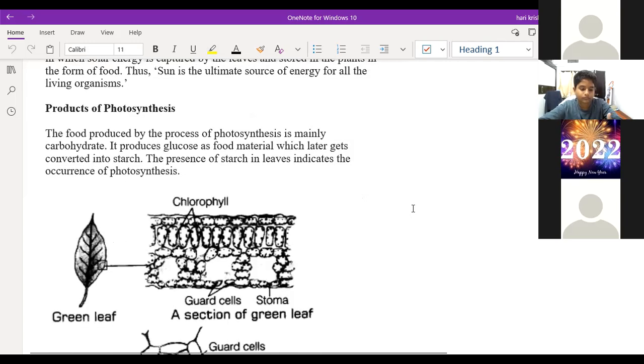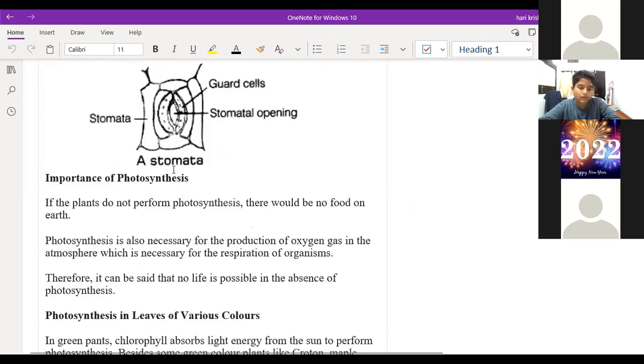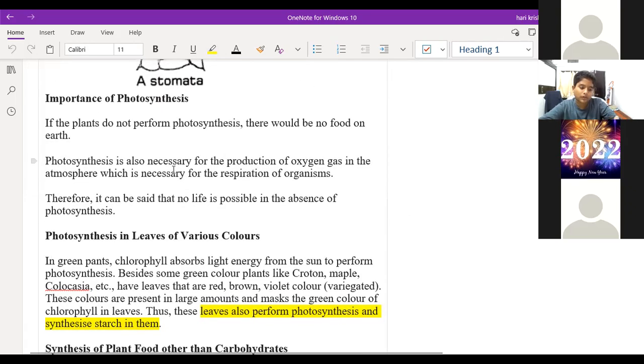Next, the product of photosynthesis. About the leaf, we have just seen in the video: the stomatal openings, and the guard cells around the stomatal openings. Chloroplasts are the structures which contain the chlorophyll. The importance of photosynthesis you know already. Without the photosynthesis process, no life is possible on the earth, because the plants prepare food only with the help of this process.